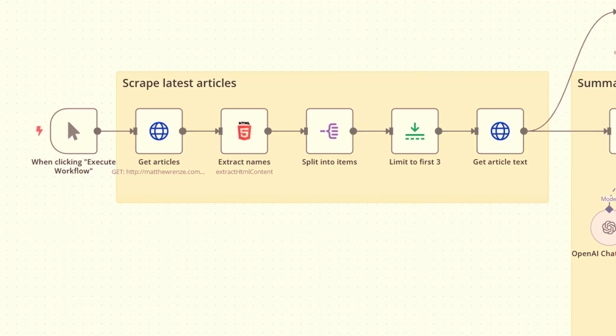The workflow is triggered manually. I click a button which starts it. It gets a list of articles from my website. Then it extracts the names of the articles straight from the HTML. It splits the articles into multiple items so they can be processed in sequence. It keeps only the top 3 most recent articles, and then it gets the text from the body of the article.